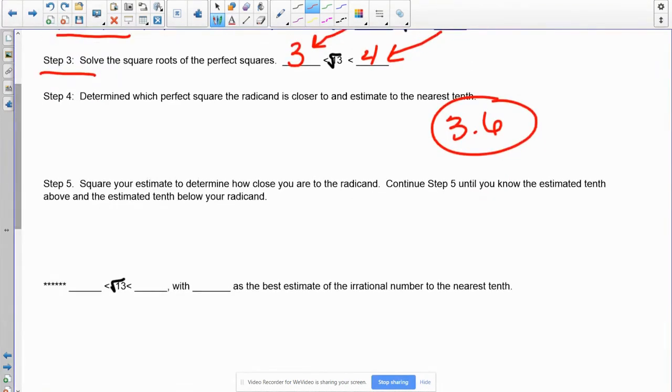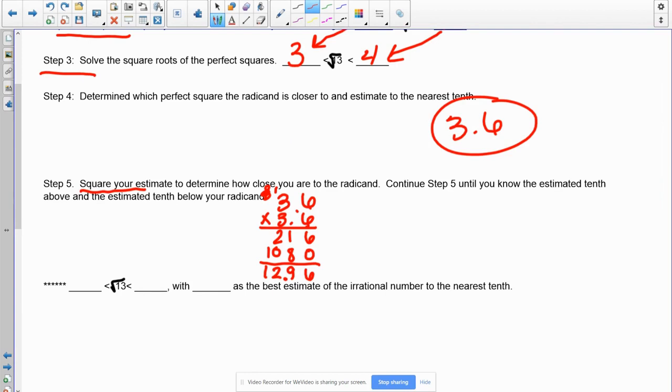Now we have to actually square it to determine where we're at. So 3.6 times 3.6. 6 times 6 is 36. 6 times 3 is 18, plus 3 is 21. Add your 0. 6 times 3 is 18. Carry the 1. 3 times 3 is 9, plus the 1 is 10. I'm going to pull down. I get 1, 2, 9, 6. 2 decimal places, so I'm going to move the decimal over 1, 2. So I get 12 and 96 hundredths. Not bad for 13.